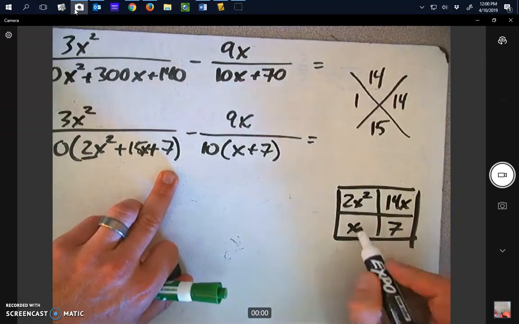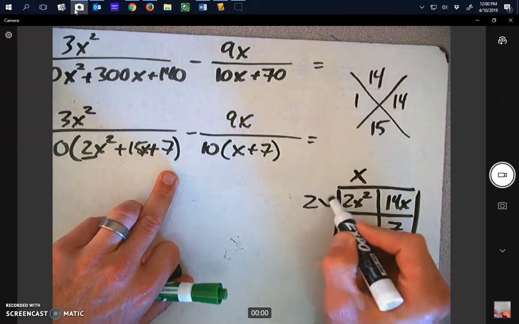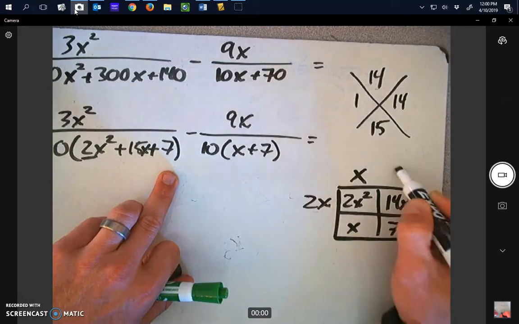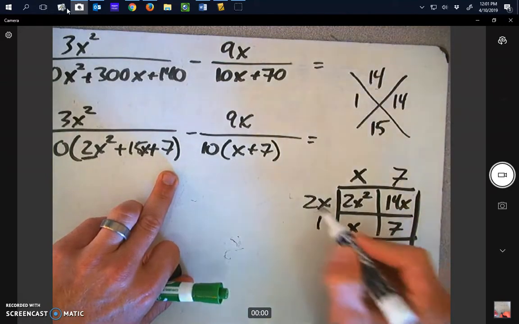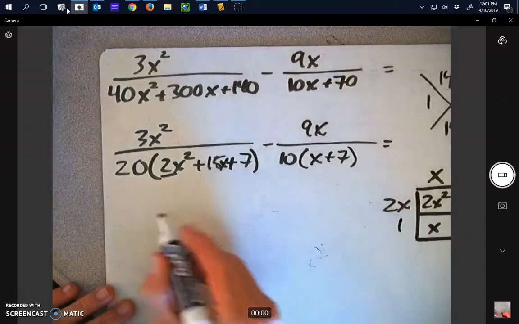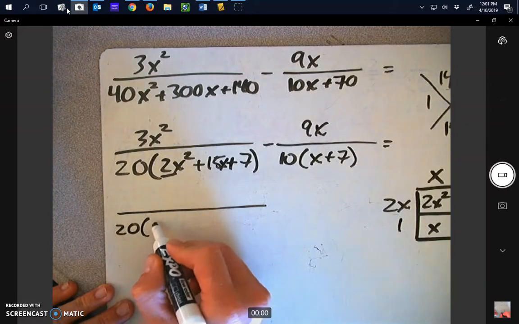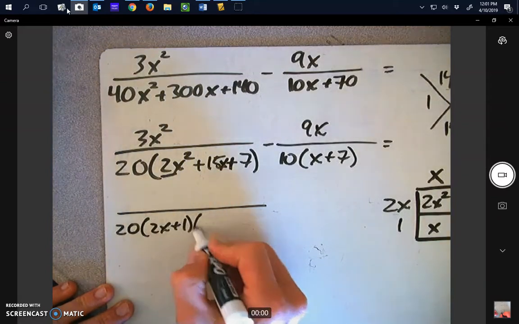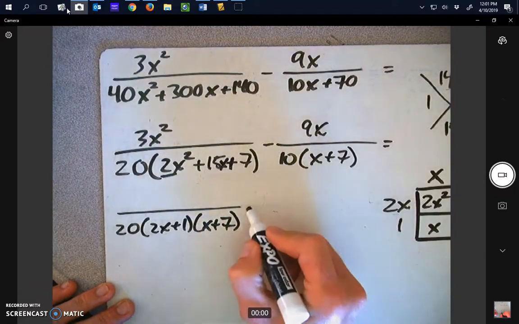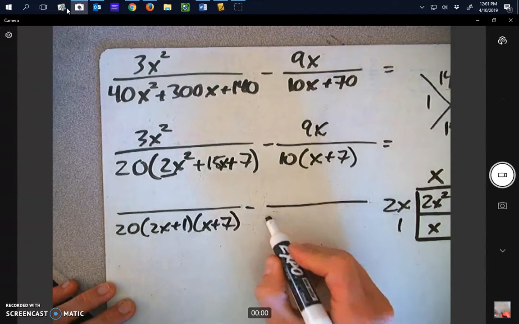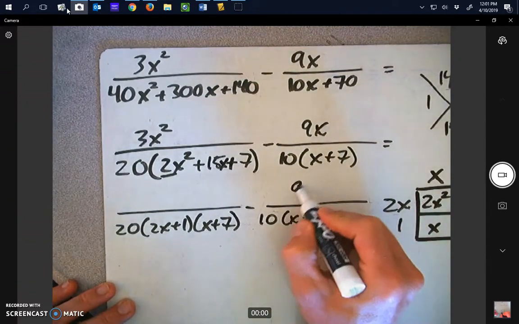So what can we factor out this way? I see an x times 2x is 2x squared. 2x times 7 is 14x, and 7 times 1, and 1 times x. It all checks out. So our denominator over here is 20 times 2x plus 1 times x plus 7, minus 10 times x plus 7. And we have our numerator still there.